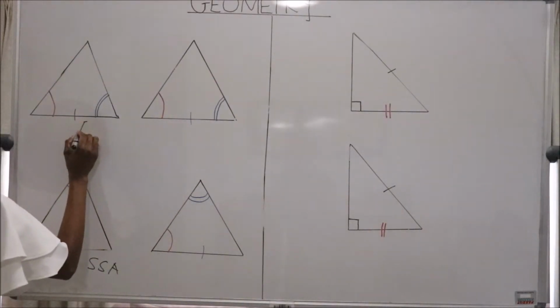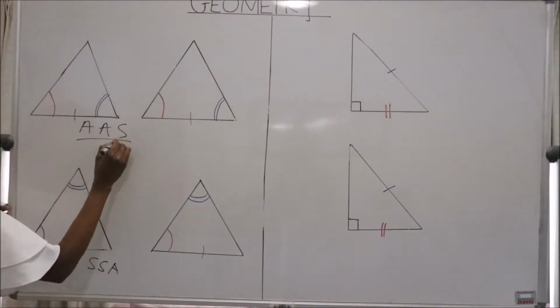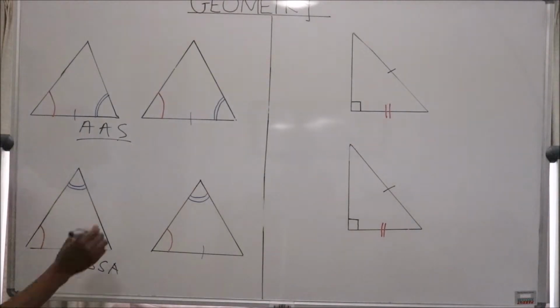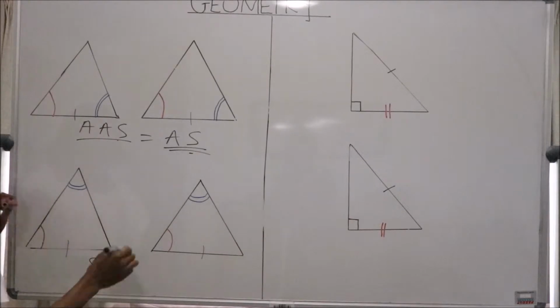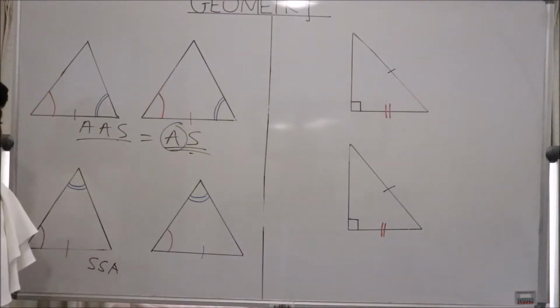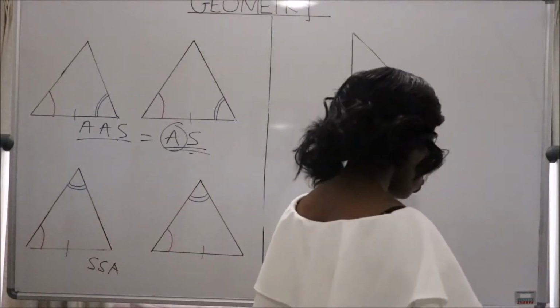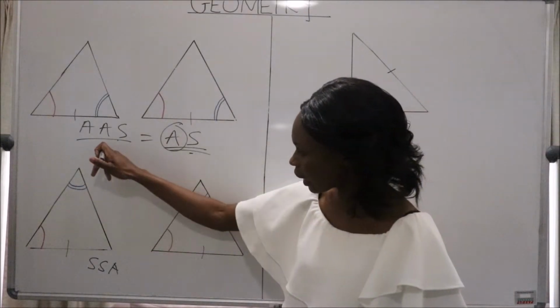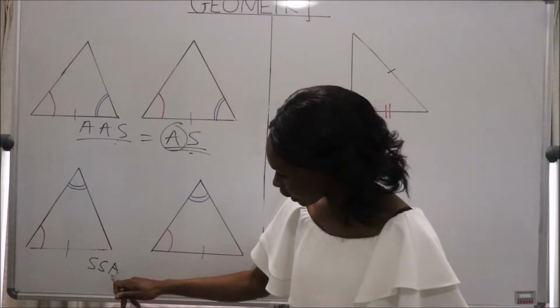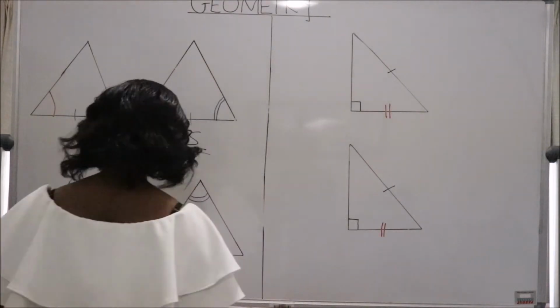Angle, side. So this is the first one, where you can also say that it's AS. Write it as AS, knowing that this A here is two angles in the triangles which are also equal to each other. So this one here is angle side, and this one is angle side. Oh sorry guys, I also made a mistake here.